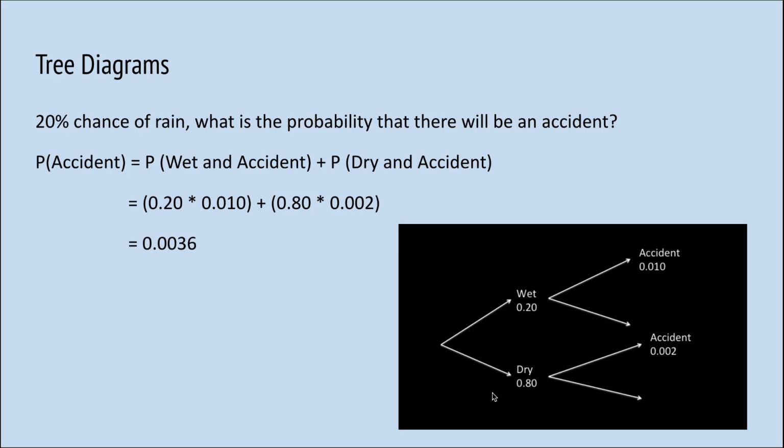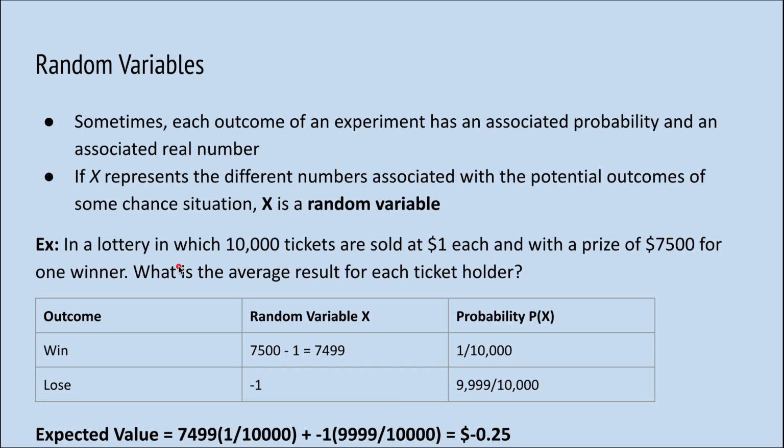Tree diagrams are another helpful tool, especially in the free response questions. So say there's a 20% chance of rain. What's the probability that there's going to be an accident? So the probability of an accident, as seen here in the tree diagram, which you can make, is the probability of it being wet and there being an accident, plus the probability of it being dry and there being an accident. So that'll be 0.2 times 0.010 plus 0.8 times 0.002, and so you should get 0.0036.